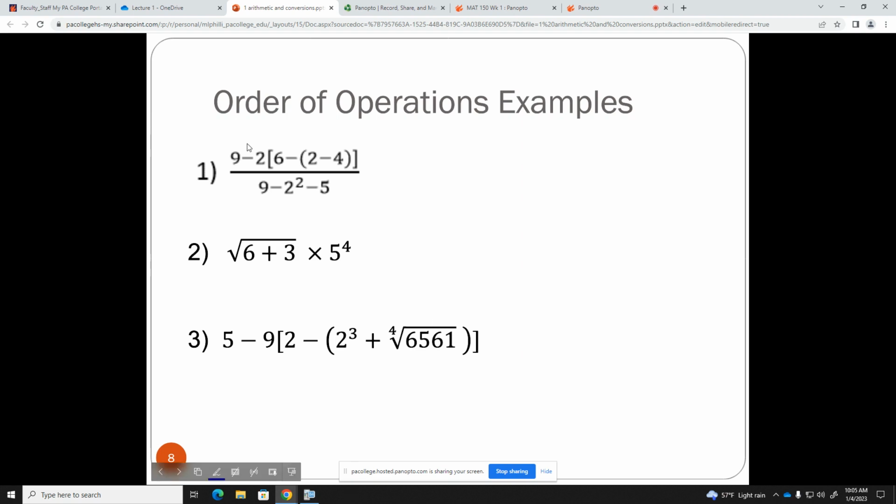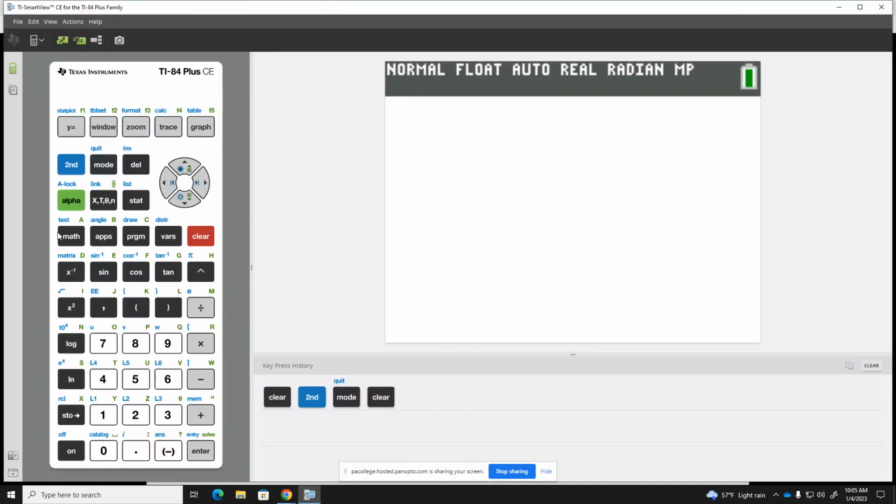When I look at the numerator, it has parentheses, and they are nested parentheses. So it is best to start in the middle of that, as deeply into the parentheses as you can go. But your calculator knows order of operations. So what I'm going to do is type everything that is in the brackets into my calculator to get an answer.